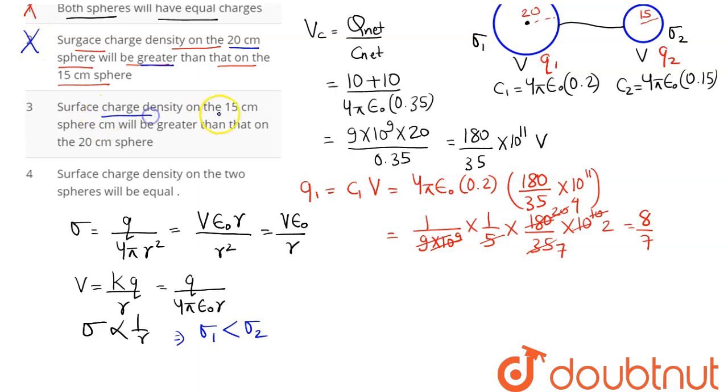Next, surface charge density on the 15 centimeter sphere will be greater than on the 20 centimeter sphere. This is correct, since less radius means more surface charge density. Hence option 3 is correct. Now coming to the fourth option, surface charge density on the two spheres will be equal. This is also incorrect. So the correct option is option number 3. Hence 3 is our answer.